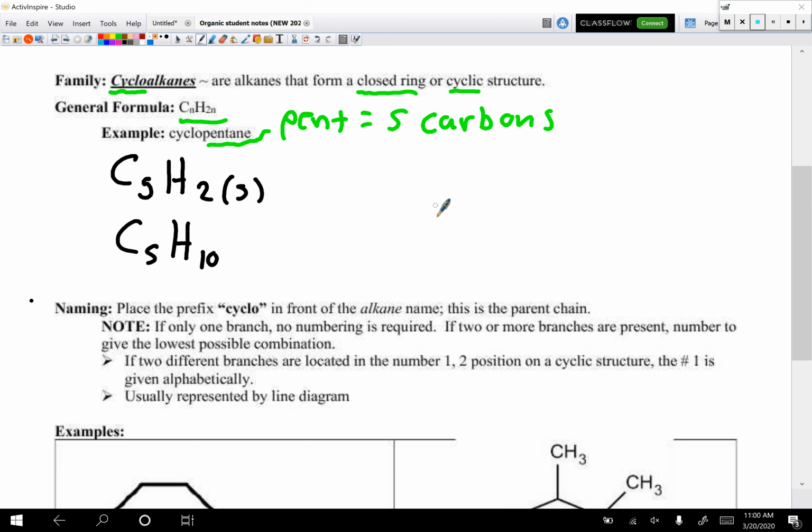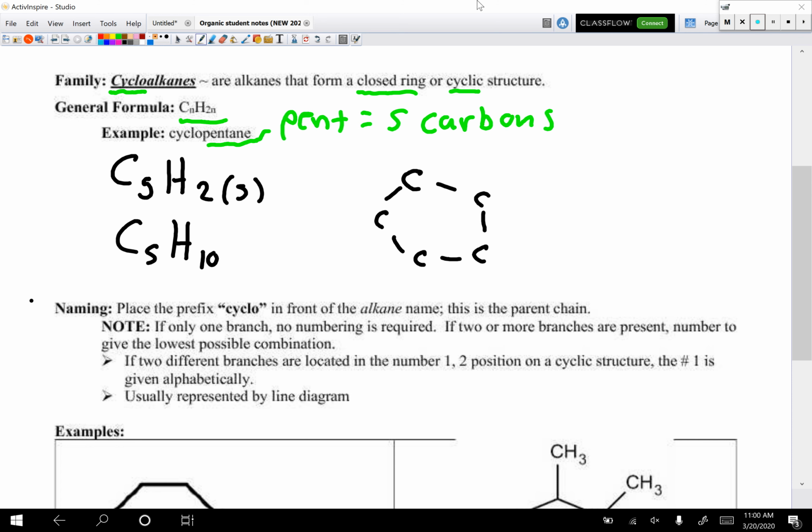Now, for this closed ring structure, that means we have the ends of our normal pentane molecule connected to make a closed ring. I'm just going to do a structural formula here. So we have one carbon, another carbon, so we get 5 carbons bonded together in a closed ring. I know this isn't the prettiest thing I've ever drawn, but that's fine. When we figure out how many hydrogens there are, I have 5 carbons in a closed ring, so we need 10 hydrogens total.